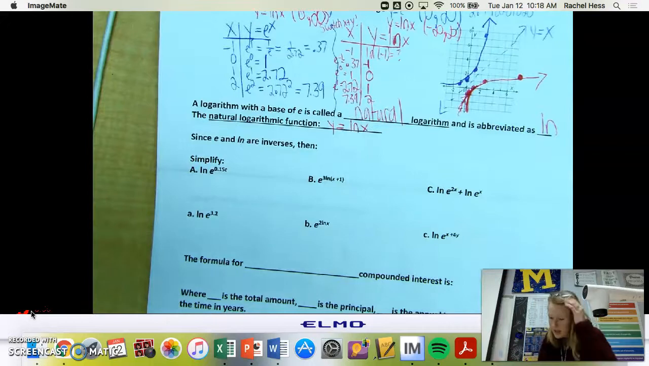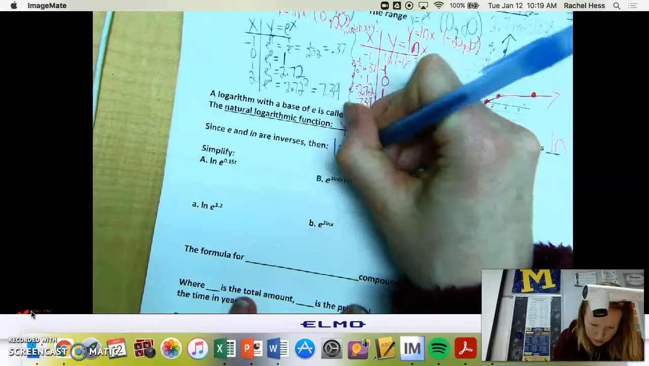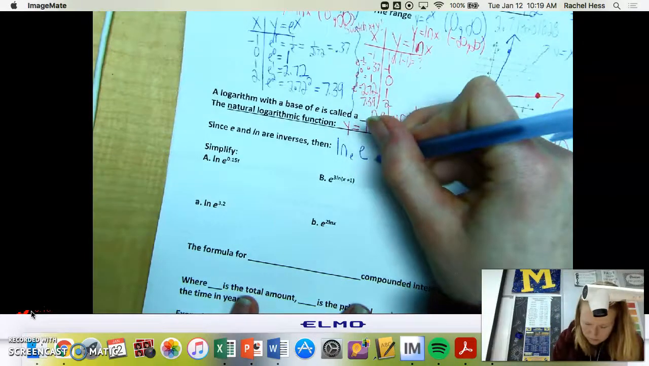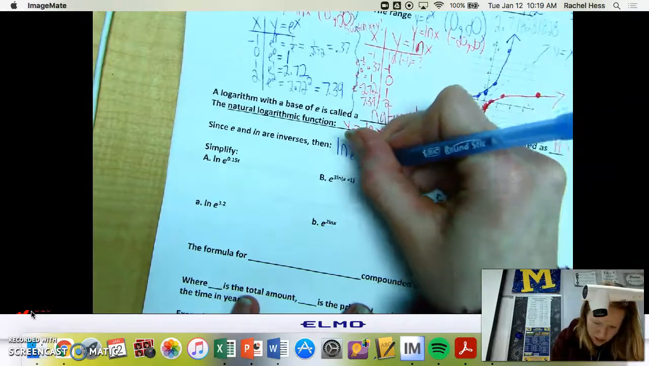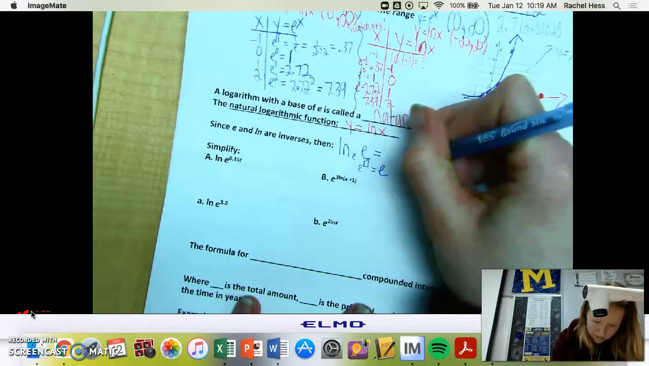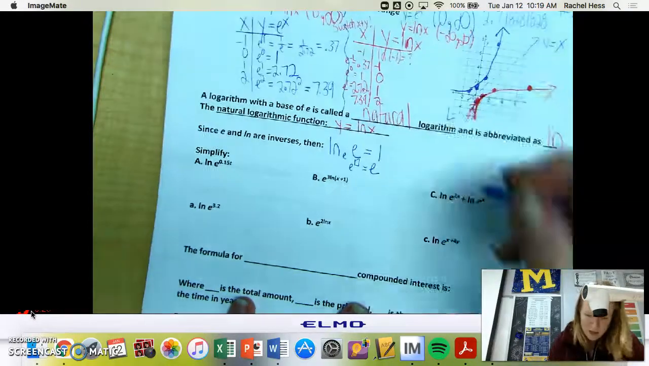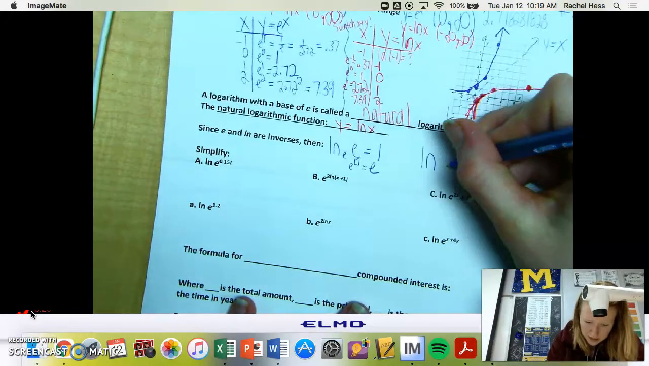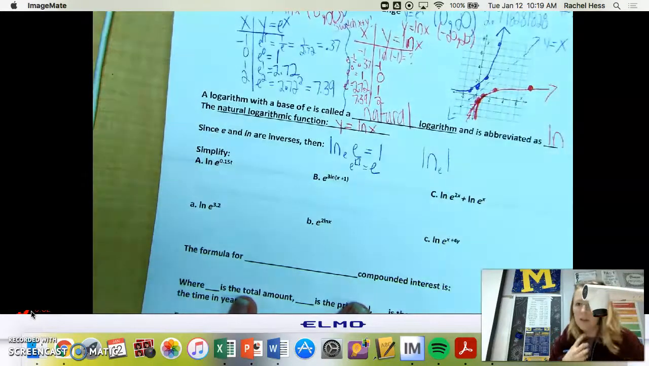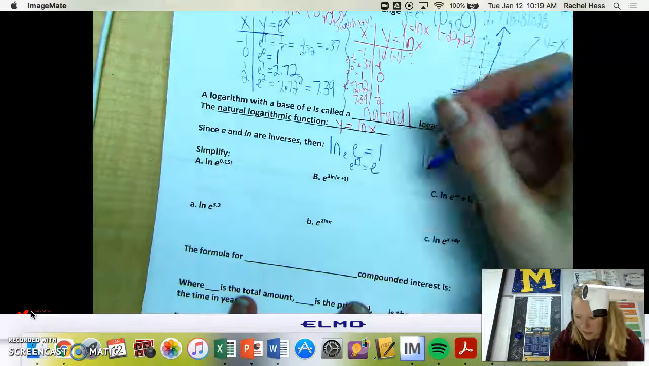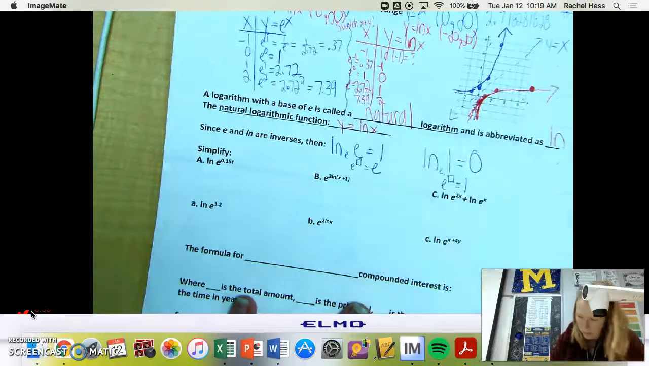So since e and the natural log are inverses, some fun things happen. So if we have the natural log of e, this is saying e to what power gives me e? Well, e to the first power would give me e, right? On that same basis, what's the natural log of 1? Well, remember, if there's no base here, the natural log automatically has base e. So e to what power would give me 1? Well, that would be 0.